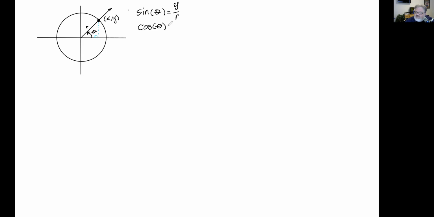Correspondingly, our cosine of theta is going to be the X value in ratio to the radius. And our tangent will be the ratio between the y value and the x value of the point of intersection on our circle.